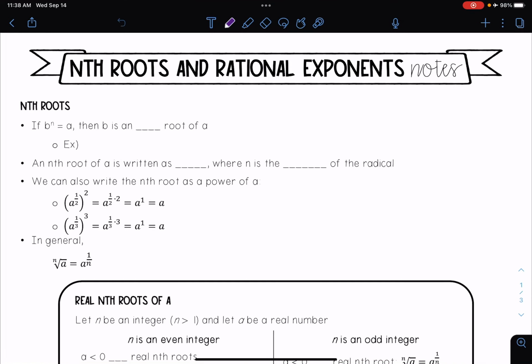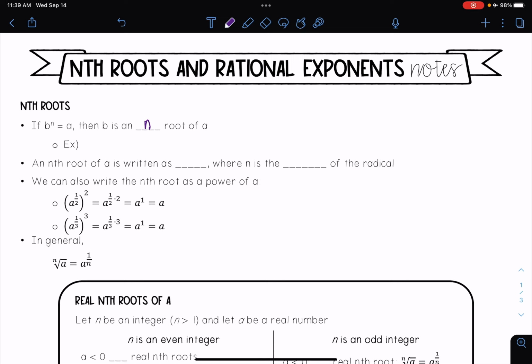Everyone, today we're going to be talking about nth roots and rational exponents. For this first video, we're going to be looking at real nth roots of a. So first, for some background on nth roots, if b to the n is equal to a, then b is an nth root of a.